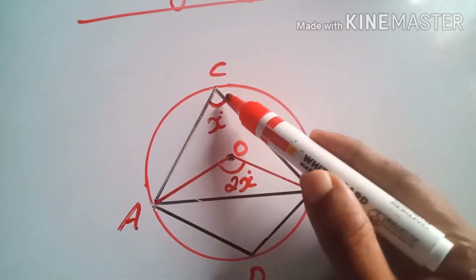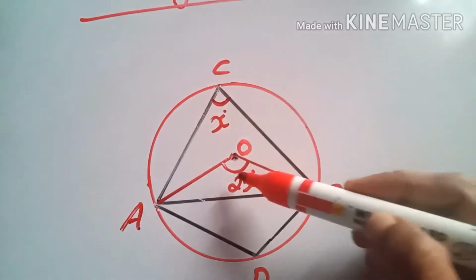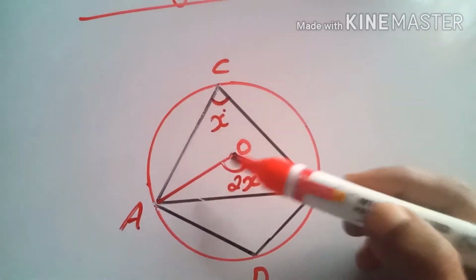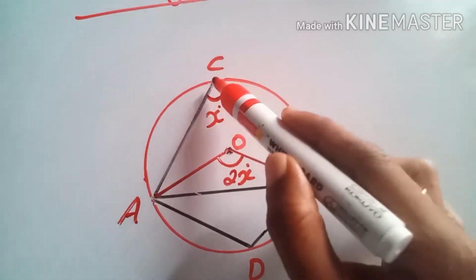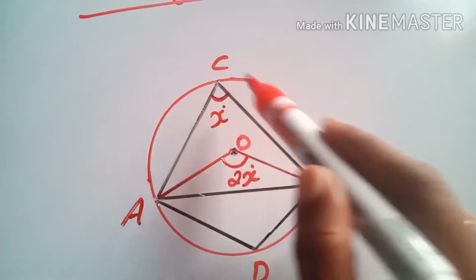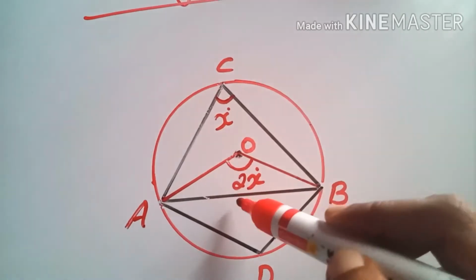Central angle and alternate arc angle, or upper angle and central angle, like that we can say. So this is the central angle from the endpoints of the chord, and this is the angle in the alternate arc. So this is the half and double relation.